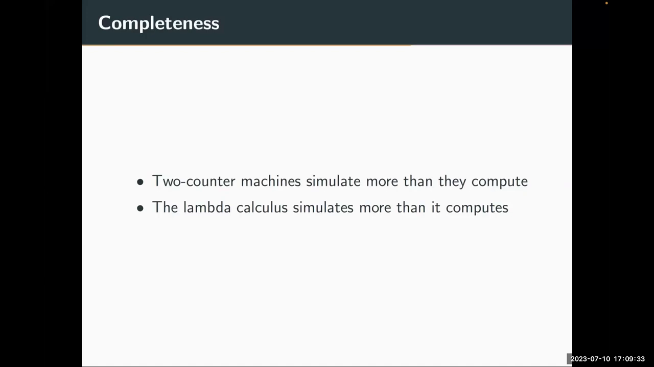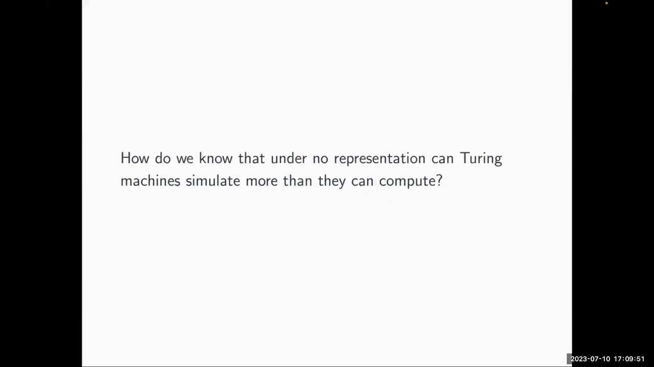So I said two counter machines can't do exponentiation, they can't do squaring. But they can simulate any counter machine no matter how many counters, which means that they can simulate more than they can compute. And that's also true about the lambda calculus. However, it's not true about Turing machines. For a Turing machine, no matter what your representation, any injective mapping will not give you more than a Turing machine.